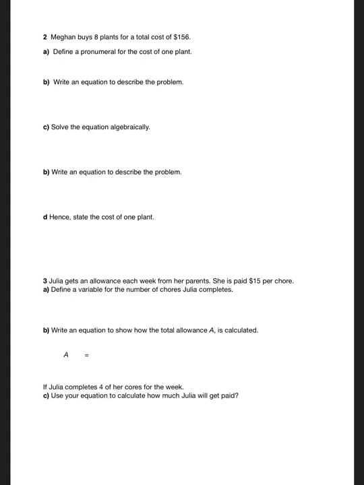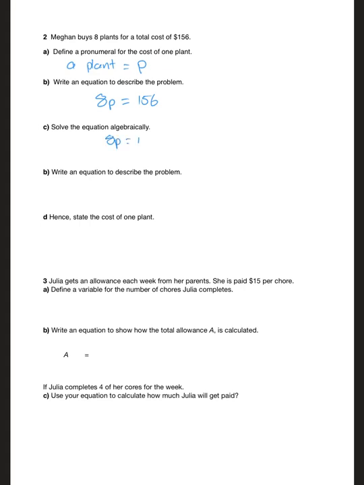Okay, continuing on, Megan buys 8 plants for a total cost of $156. Define a pronumeral for the cost of 1 plant. So a plant is equal to P. That sounds like a good pronumeral to me. Write an equation to describe the problem. Well, we've got 8 plants, so 8P being equal to $156. Solve the equation algebraically, okay?